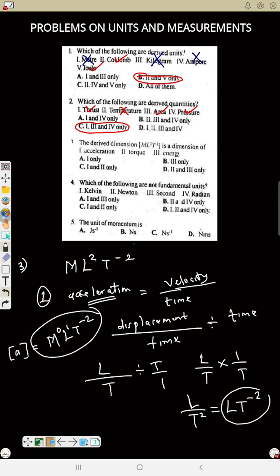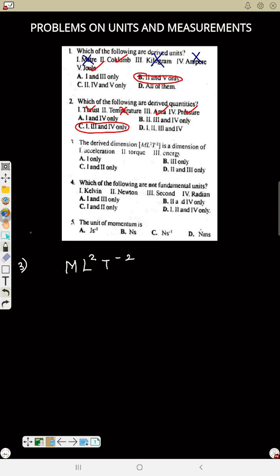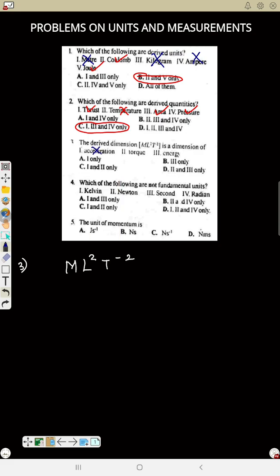So that means it does not tally with this. Acceleration cannot give us that dimension. So acceleration is wrong, the dimension cannot be for acceleration. Now the second one is torque.